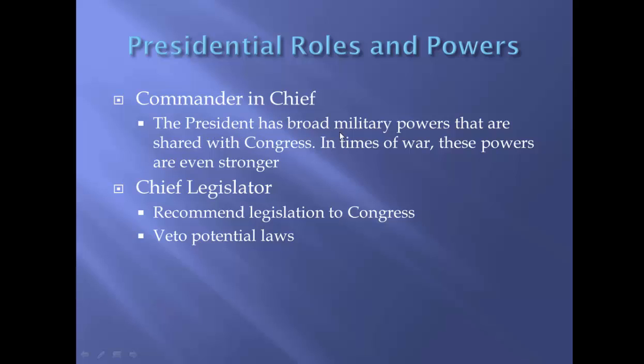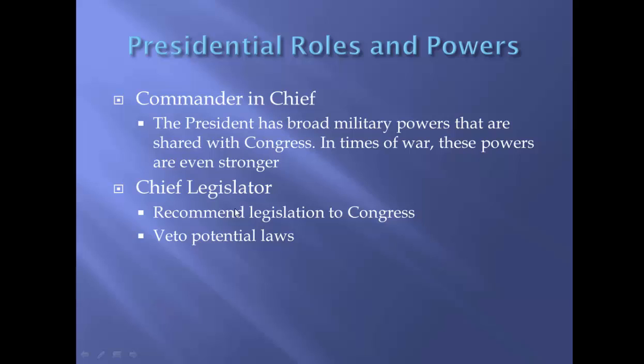So the president's military powers, we say they are shared with Congress. But in times of war, his powers, or the presidency, actually grows. Because we're at war, Congress says, hey, go win the war. And they give him more latitude to do what he needs to with the military, all right?